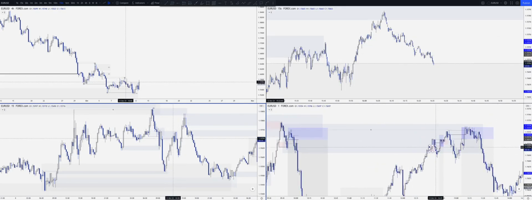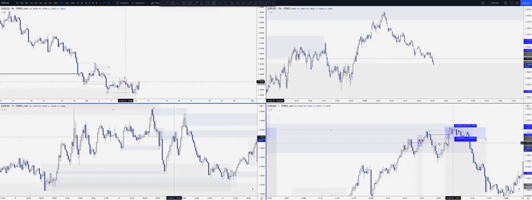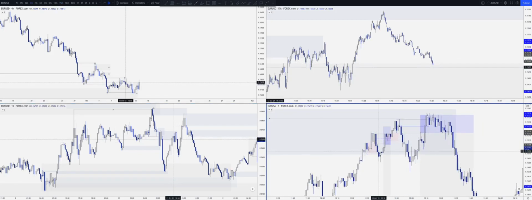So when price first came into it, it mitigated this M1 here. We have that demand, right? Price reacts into it, tries to push higher, fails to do so. Then we break and close below it. We get the M1 CHoCH. For me, that's pretty much everything I need to see in my entry model. That would have been a loss even with a very safe stop above the high there.